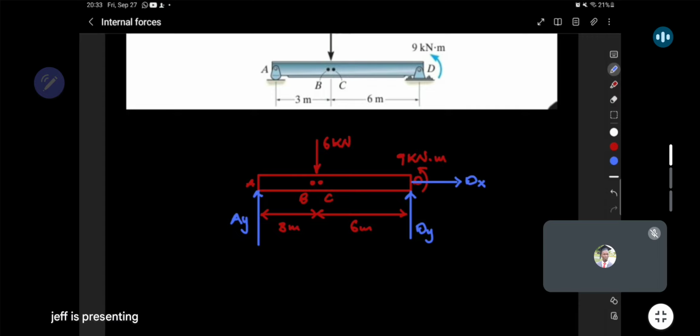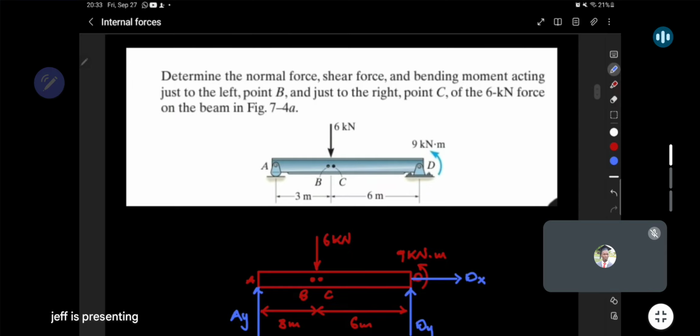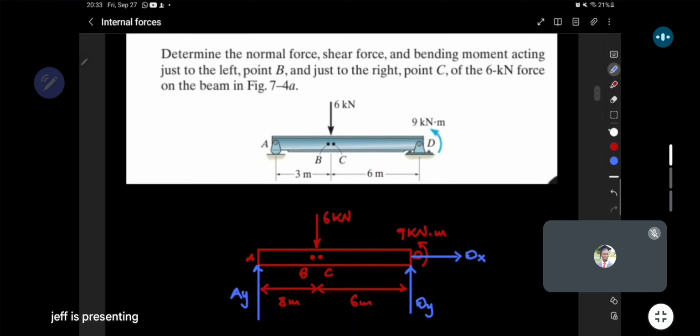Now let's start to answer their question. The first part, they want us to determine the normal force, shear force, and bending moment to the left of point B. Point B is literally right there. So what are we doing? Our section must be cut to the left of point B. So basically, it's like we're coming right at point B, but just to the left of it. So we're going to analyze what is happening to the left of this point. It's almost at point B, but just before point B, meaning this force is not present. That is what they want us to do.